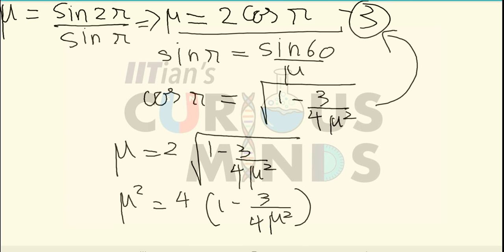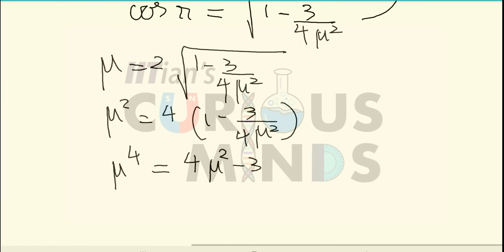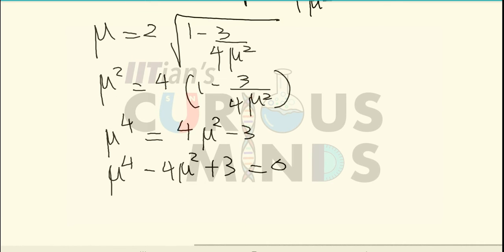When I multiply the values, the 4 will get cancelled out. It will be mu raised to 4 equal to 4 mu square minus 3. So mu raised to 4, minus 4 mu square plus 3 will be equal to 0. If I simplify, I get two terms: mu square can either be equal to 3 or equal to 1.